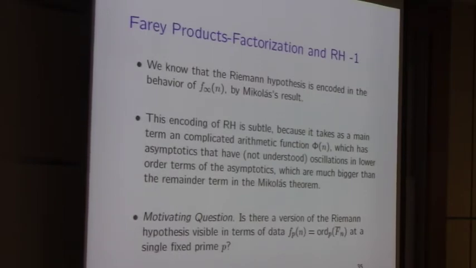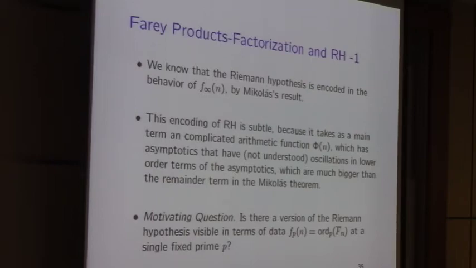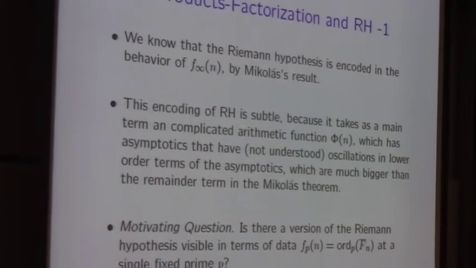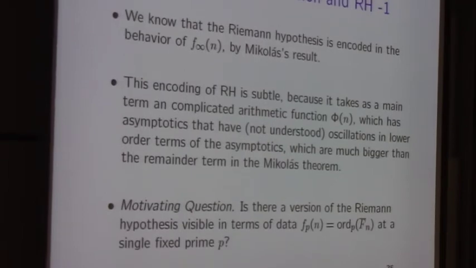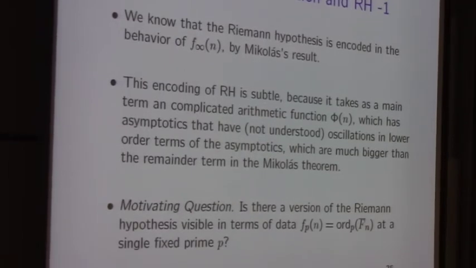I wanted to say, I have 2 slides here. Now let's ask about the Riemann hypothesis. The Riemann hypothesis is encoded in the F infinity of n. You have to subtract off a funny arithmetic term, which is the sum of the Euler phi function. That's already complicated. But once you subtract that off, you get the Riemann hypothesis in terms of the error term. And the thing I wanted to investigate particularly is whether there is a version of the Riemann hypothesis visible at each individual prime p in studying ord_p of f of n. In order to do that, you have to subtract off a complicated arithmetic oscillatory thing as the main term, and then get the Riemann hypothesis encoded in the error term.